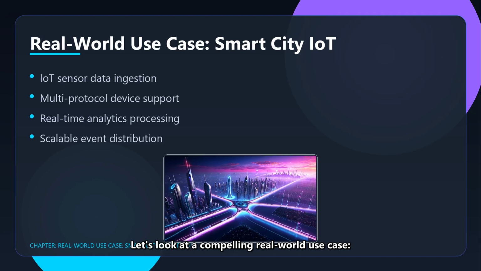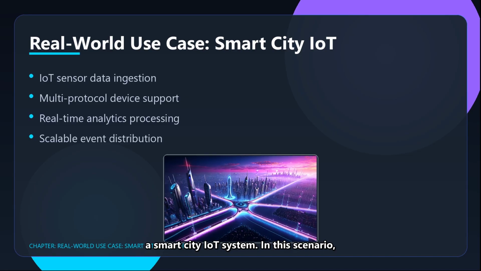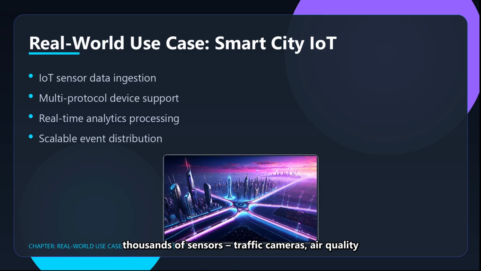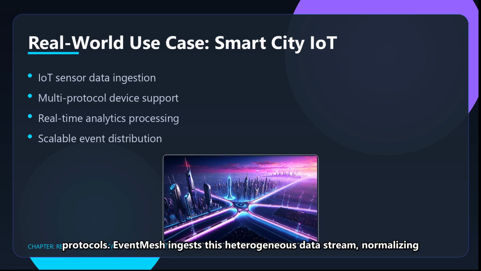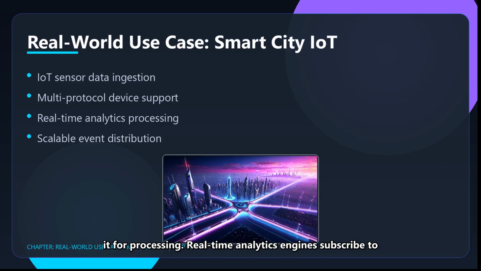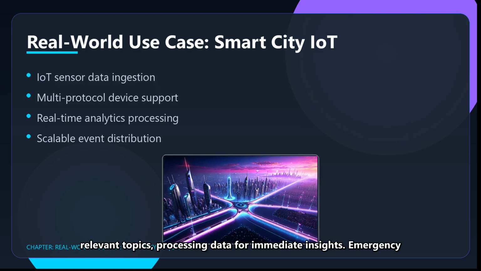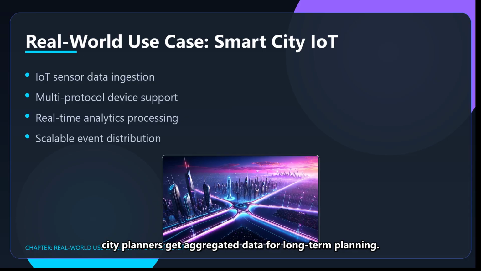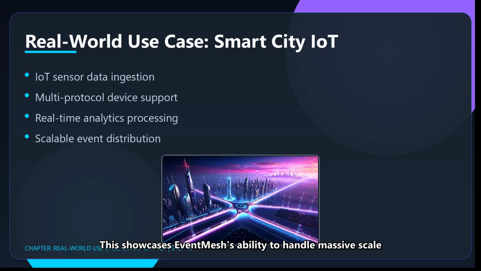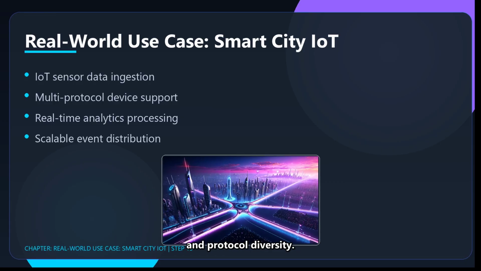Let's look at a compelling real-world use case, a smart city IoT system. In this scenario, thousands of sensors, traffic cameras, air quality monitors, smart meters, produce data using various protocols. EventMesh ingests this heterogeneous data stream, normalizing it for processing. Real-time analytics engines subscribe to relevant topics, processing data for immediate insights. Emergency services might receive alerts for critical situations, while city planners get aggregated data for long-term planning. This showcases EventMesh's ability to handle massive scale and protocol diversity.